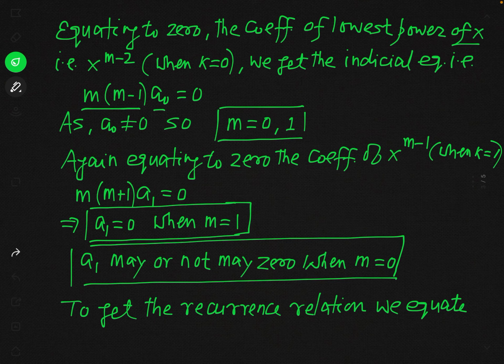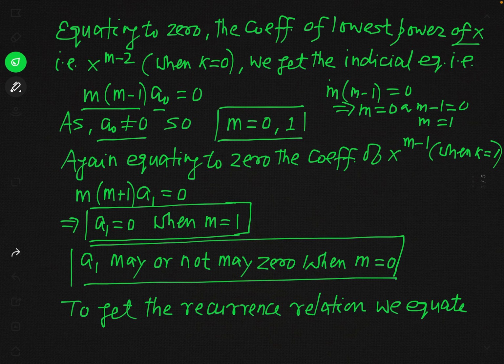But as I have mentioned earlier, this coefficient a naught is not equal to 0, so definitely m times m minus 1 will be equal to 0. So m times m minus 1 equals 0, and this will actually give two values of m. You can see either m will be 0 or m minus 1 will be 0. And if m minus 1 is 0, then m will be equal to 1. So I have mentioned here that m has two values. First one is 0 and another is 1.